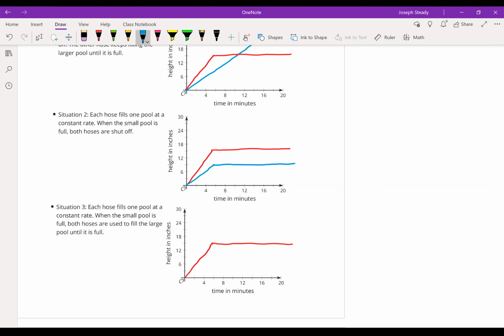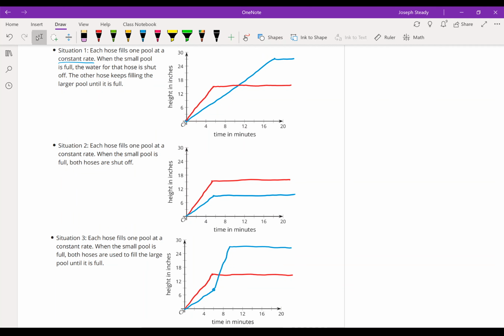But the large pool, what it's going to do is it's going to be filling up slowly until we get to here. Because right here, once the small pool is full, now we put the hose from the small pool into the big pool. So it's going to fill up faster until we get to 27 inches deep. And then it is going to also level off. So there's 3 different situations with 3 different graphs representing the height of the water as a function of time.